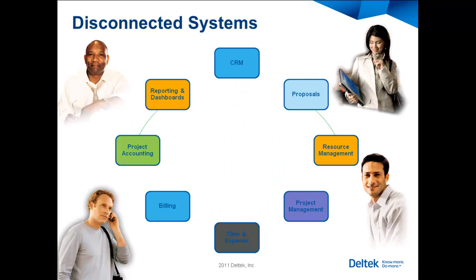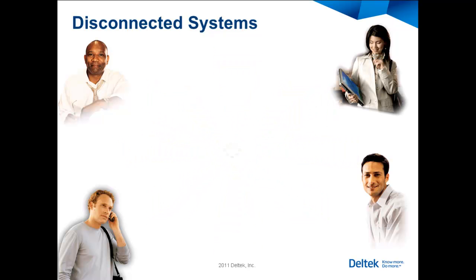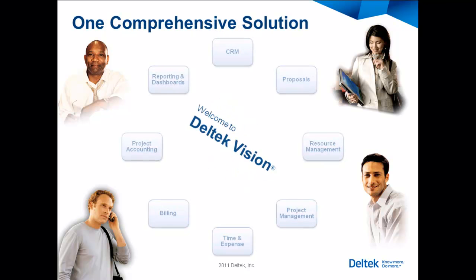It's fairly common in today's business practices to have grown into several different systems that are doing different things for the organization. So we'll have CRM in one system and proposals in another, and then maybe we're doing our resource management in something like Microsoft Project or Microsoft Excel, project management somewhere else. So really the goal with Vision is to take all of these disconnected systems and move them all into a single solution, a single ERP system, which is Deltek Vision.